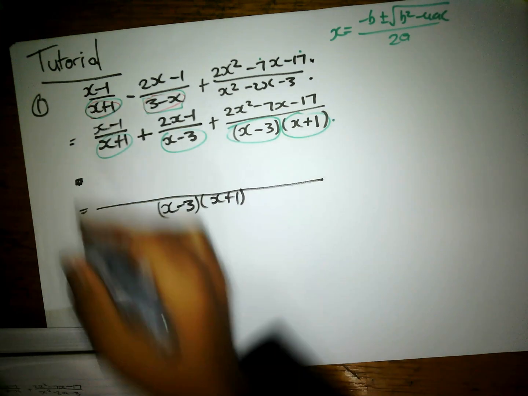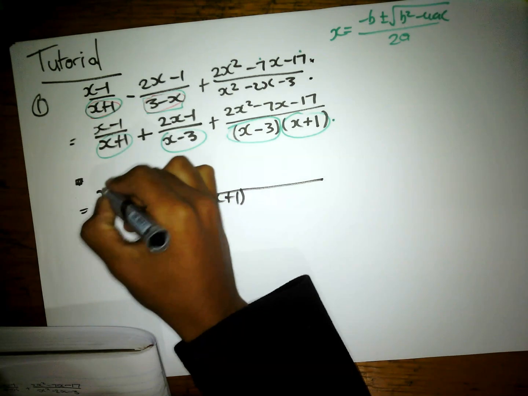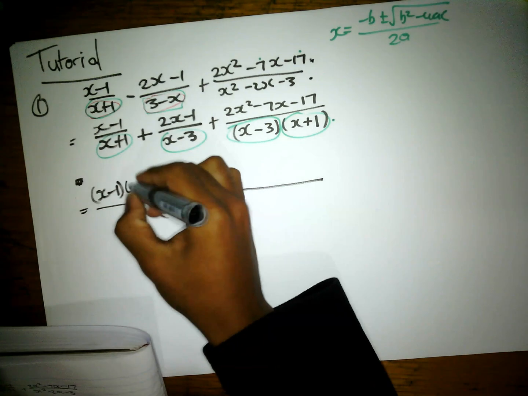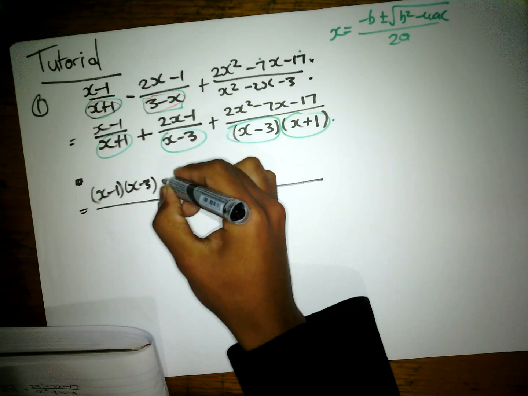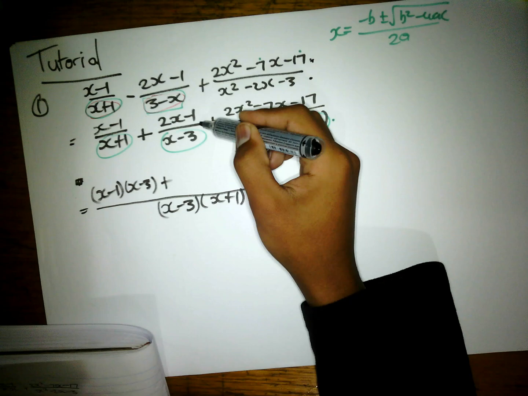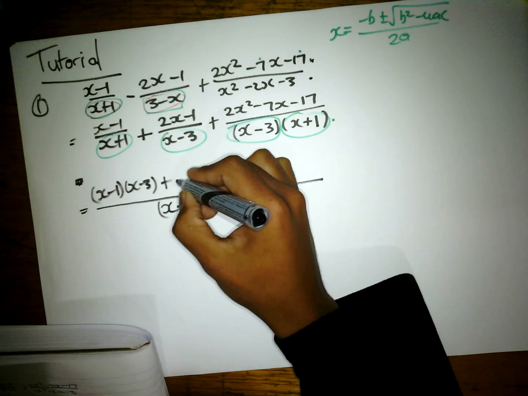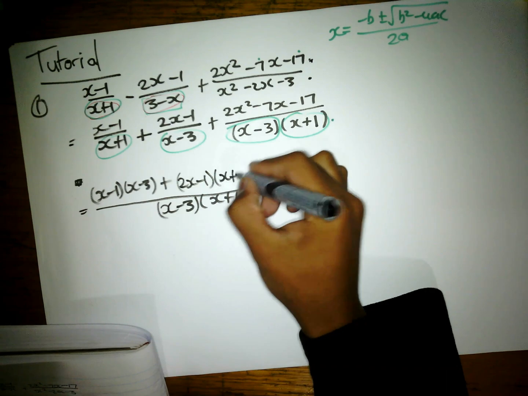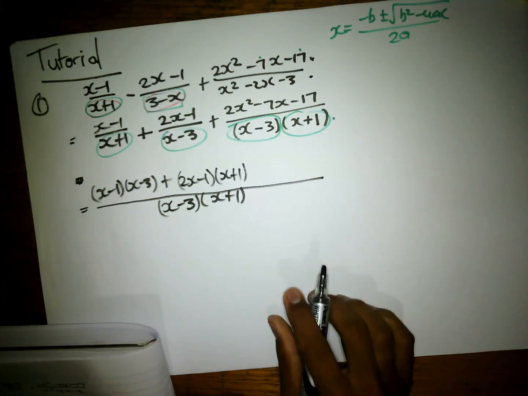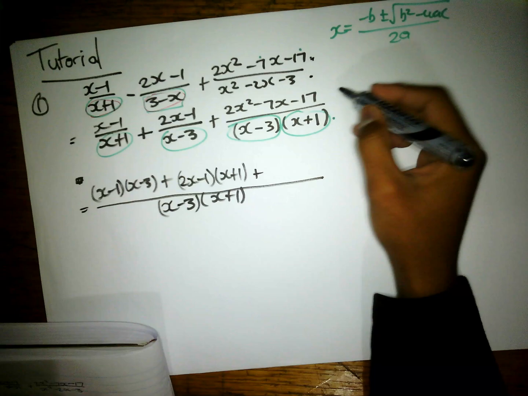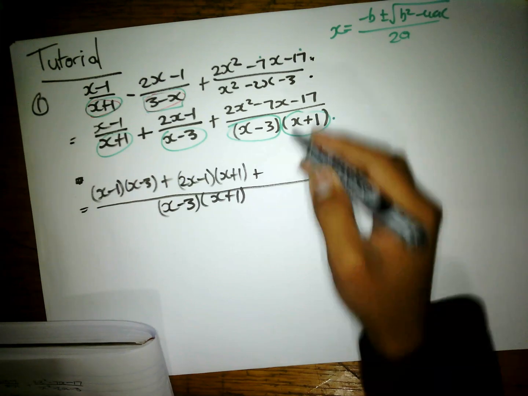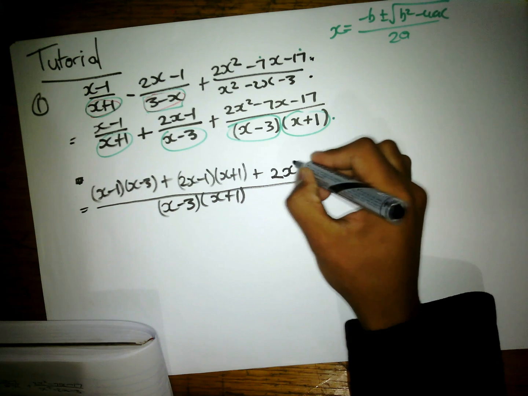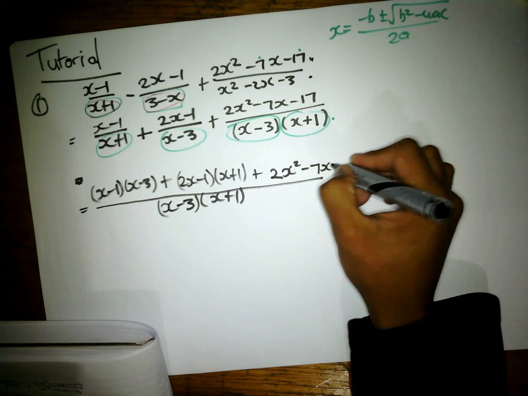This fraction with x minus 1 doesn't have an x minus 3, so we put an x minus 3 there. Plus, this fraction doesn't have an x plus 1, so we say (2x minus 1)(x plus 1), multiply like that. Then this last fraction we kept the same, and it has the same denominator, so we write it as it is.